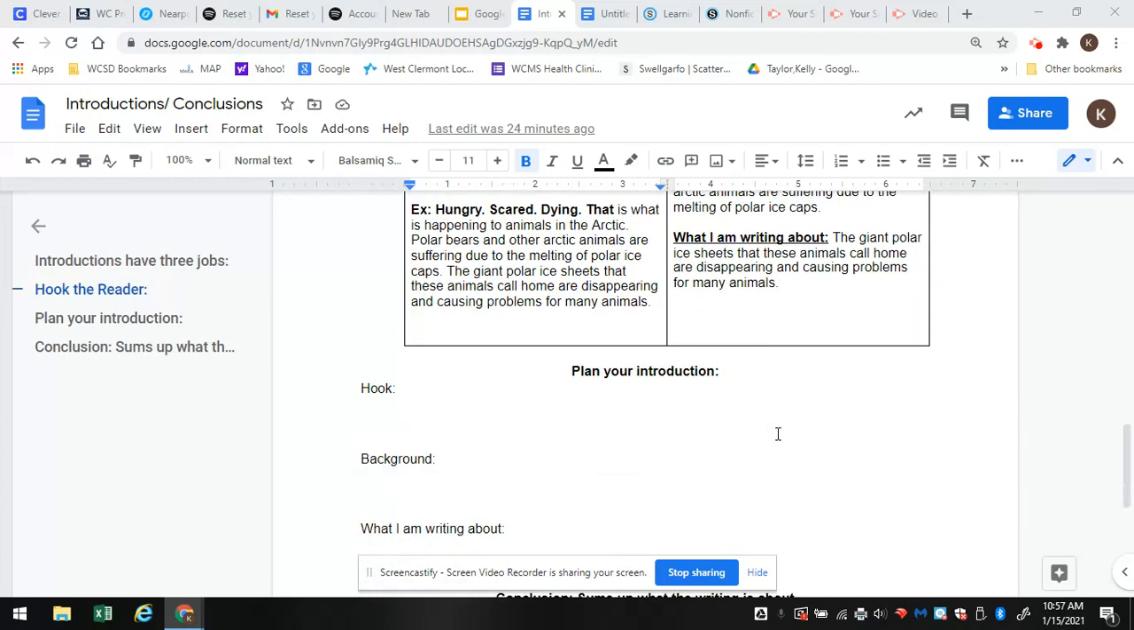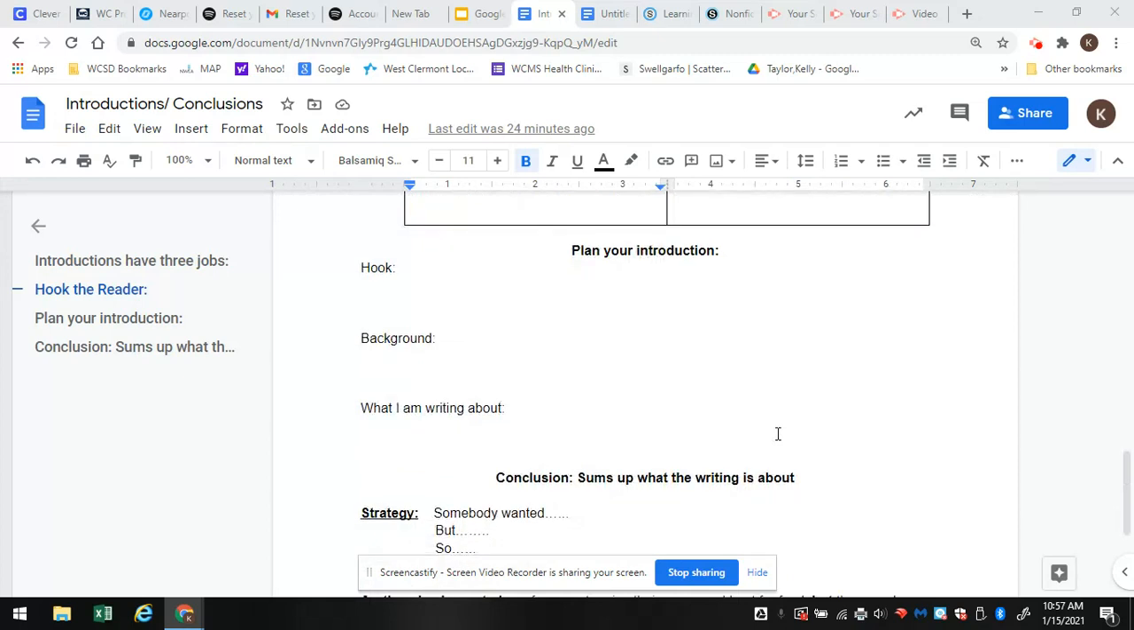So underneath here on this sheet, and you have a copy of this through Schoology, I'm going to ask you to go ahead and plan your introduction. What hook method are you going to try? What pieces of background information are you going to include? And how are you going to tell your reader what you're writing about? Remember, without saying, hello, my name is, and I hope you like my paper. So go ahead and open your document. Play around. You might try 2 or 3 different methods before you find one that you like. You might try a couple and ask a partner or somebody at home which one they like better.